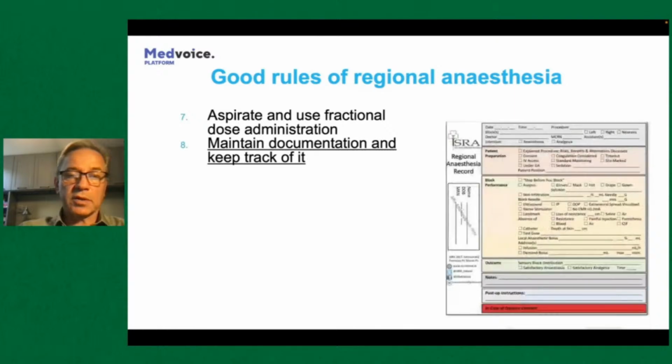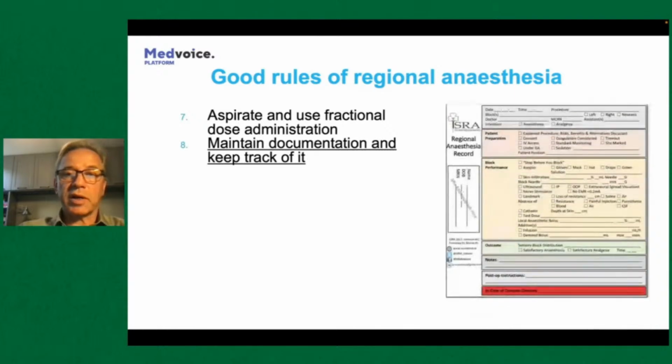Use the form. This is an example. This is the regional anesthesia record recommended by the Irish Society of Regional Anesthesia. Dated. Name the procedure. Name the block. Document that you have explained the procedure to the patient, that you obtained the consent, that you put the intravenous access, you've considered anticoagulation or coagulation, you have performed stop before you block, you didn't put the block on the wrong side, you have been sterile, document that.